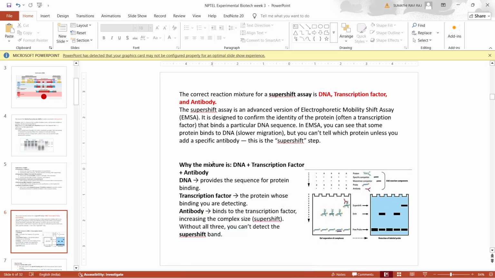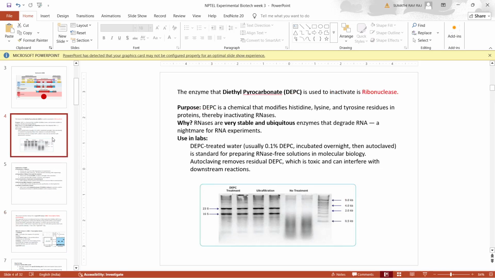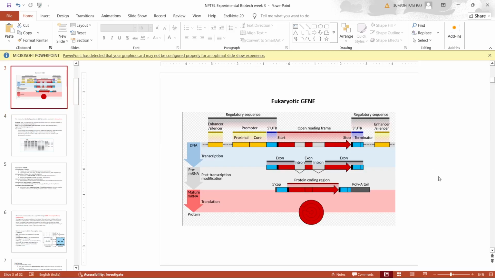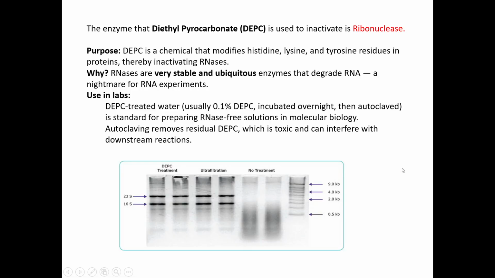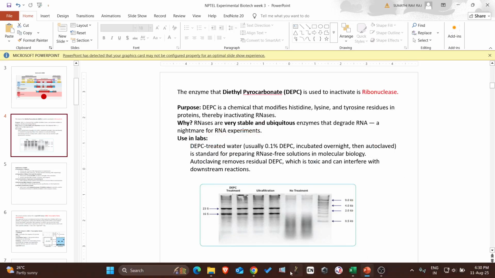So we'll go again about the supershift assay. I hope the DPC part was visible and audible. I'll just show you this also. So this was the gene of interest, the eukaryotic gene I was talking about. I hope all the regions were there. I think from here there was an issue, right?